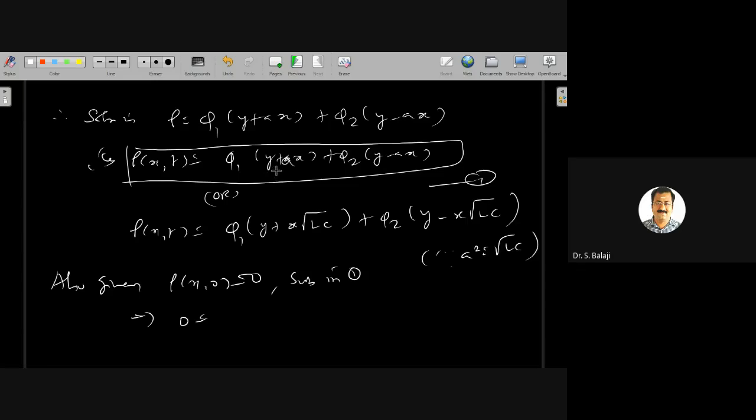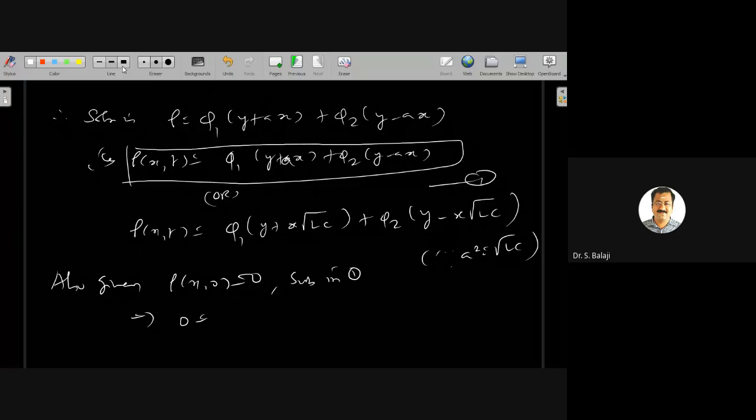Sorry, we can write x plus at form. Instead of y plus ax, you have to use x plus at, because it is x comma t, not y comma x. The rho of x comma 0 is f of x.